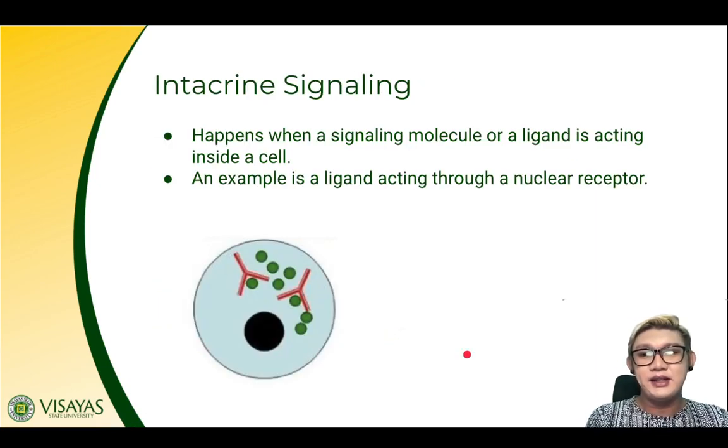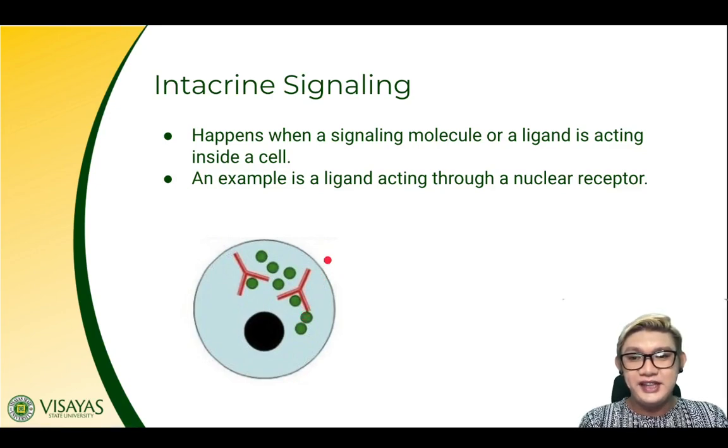Intracrine signaling happens when a signaling molecule or a ligand is acting inside a cell. So at this time, the receptor proteins are not found in the cell surface membrane, but are inside. An example of this are those ligands that act through a nuclear receptor. That's intracrine signaling, a signaling molecule or ligand that is acting already inside the cell. It is not released outside.